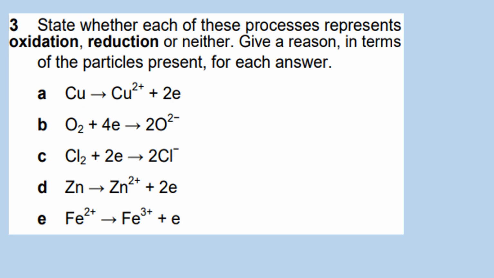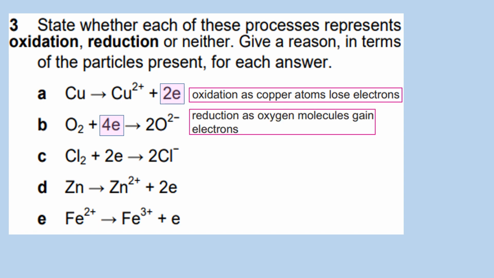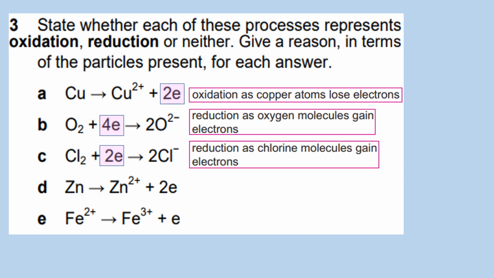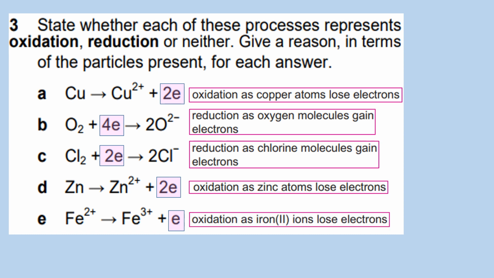Okay, now you've got to think in terms of oxidation and reduction. We have taken electrons away, copper's losing them, so it's oxidation as copper atoms lose electrons. Electrons have been added here, so it's reduction as oxygen molecules gain electrons. Look, electrons being added, reduction. Look, electrons being separated, oxidation. Electrons being separated from the ion, so again that's oxidation.